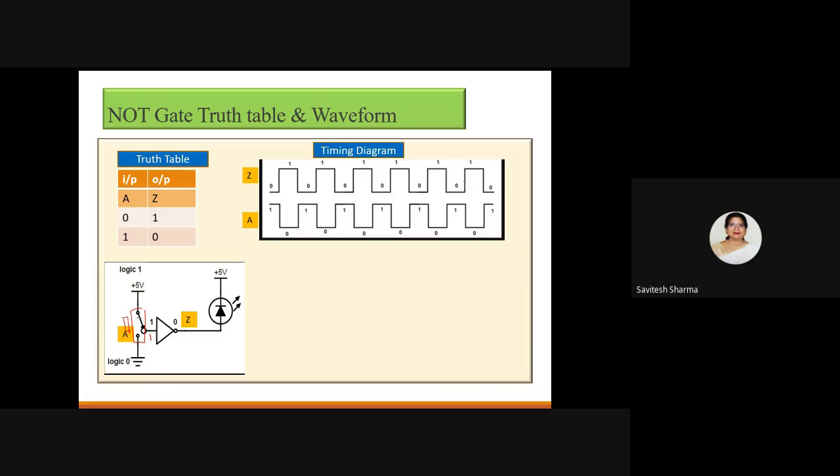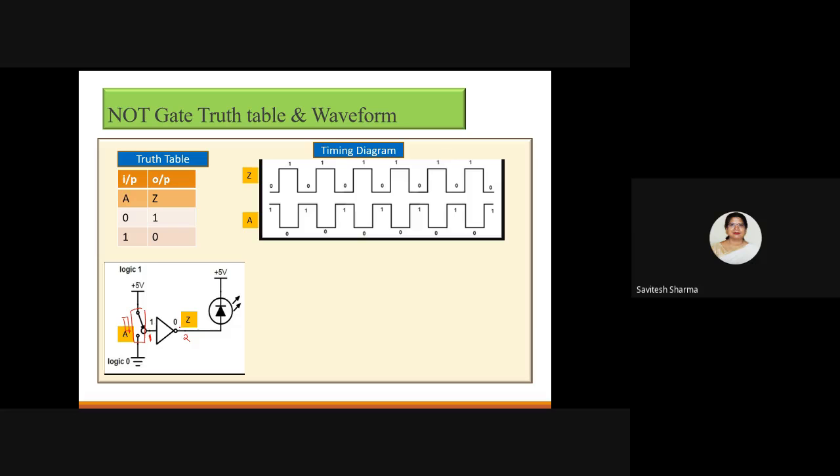The push button is telling you that if I am pushing the button, it is connecting to my plus 5 volt. If my button is not pushed, that means it is open, and it is connecting to ground. So based on the button condition, it will connect to either 5 volt or 0 volt. I will use pin number 1 for input, and pin number 2 because I want to see the output.